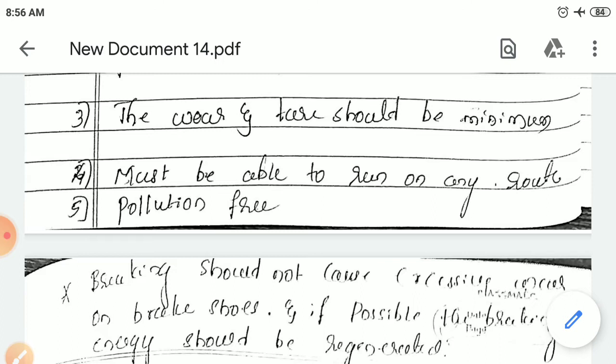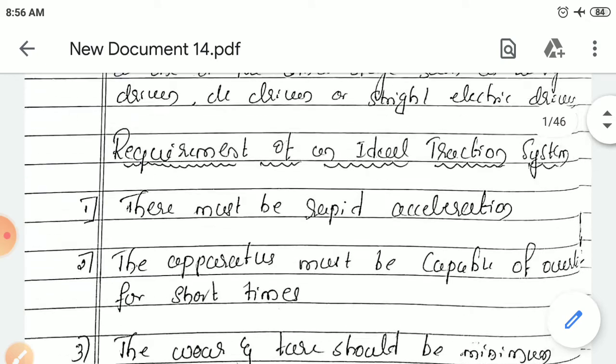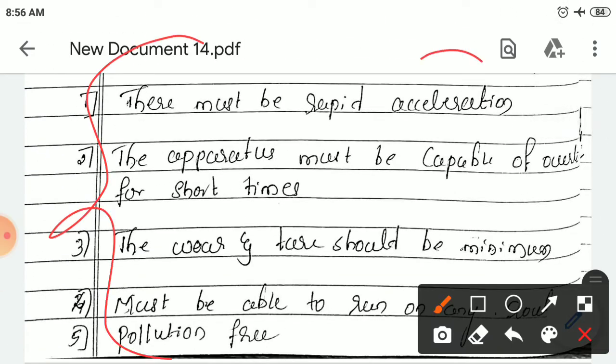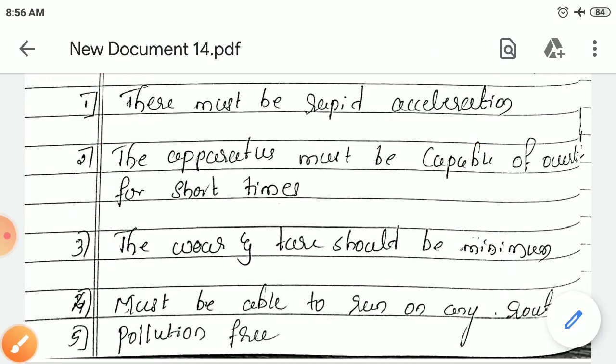So the traction system, whatever electric vehicle you are choosing, should be capable of running on any kind of road. That's another very important point. Then it should be pollution free. If the pollution produced by the traction system is minimum, then we can call it an ideal traction system. So if traction systems have these few requirements, then such traction systems are called ideal traction systems.